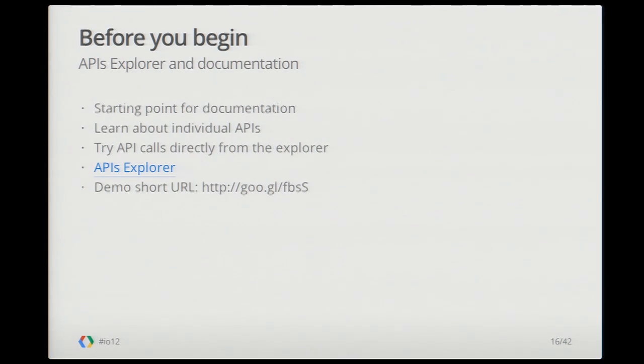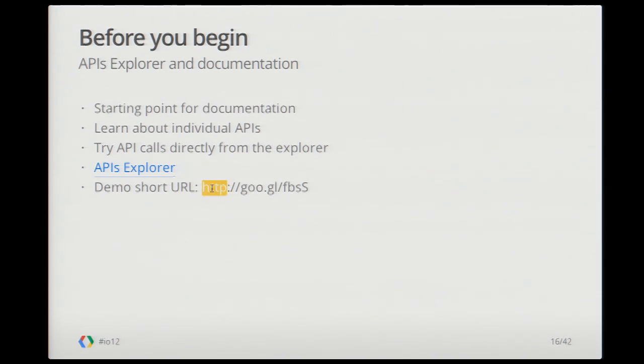So I showed you the APIs Explorer briefly. This is, as I mentioned, a great starting point for documentation. First, you can just go through the list of all the methods that are available on the API and get a brief overview of each. And as you saw, there was a link to the full documentation so you can find out everything you want to know about this particular API. You can try the API calls out from the Explorer as well, and we're going to do that right now.